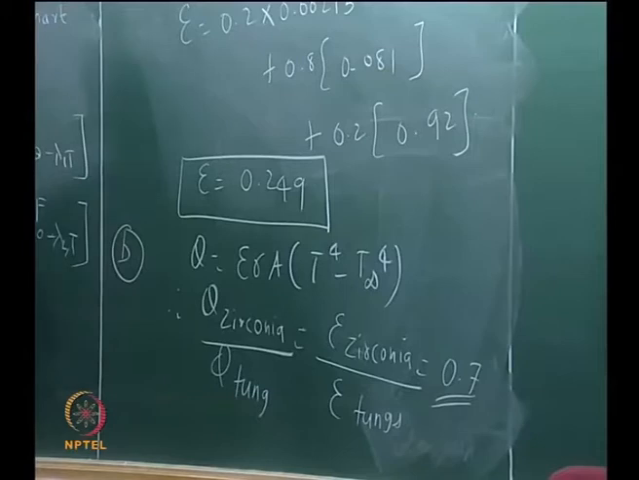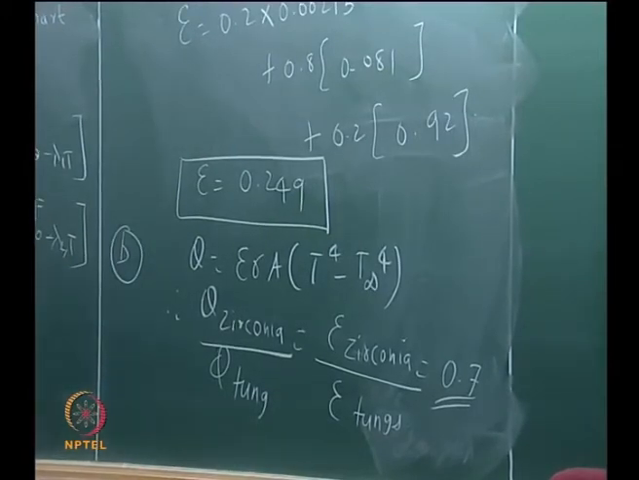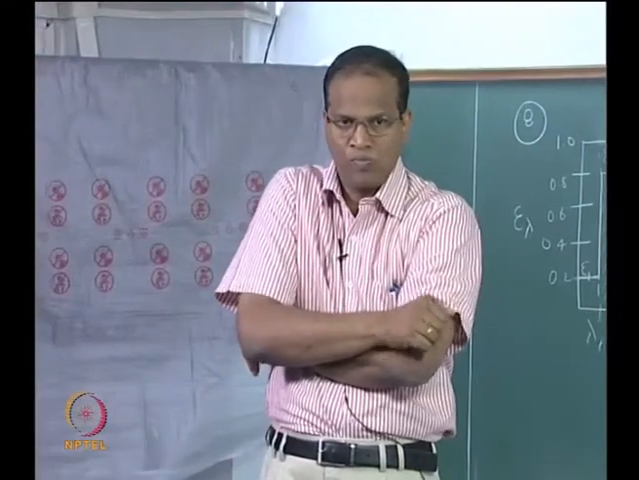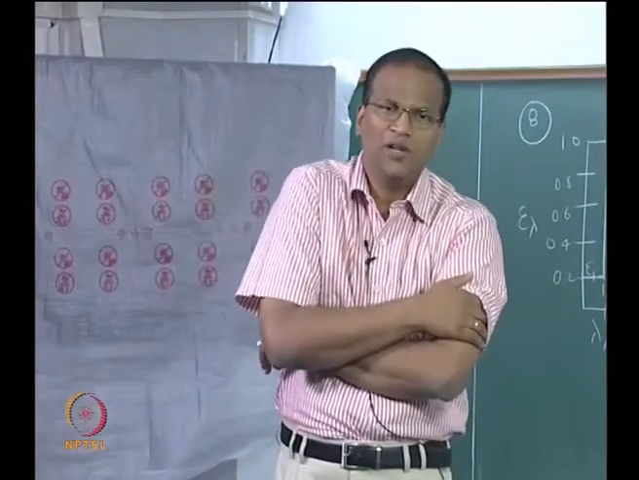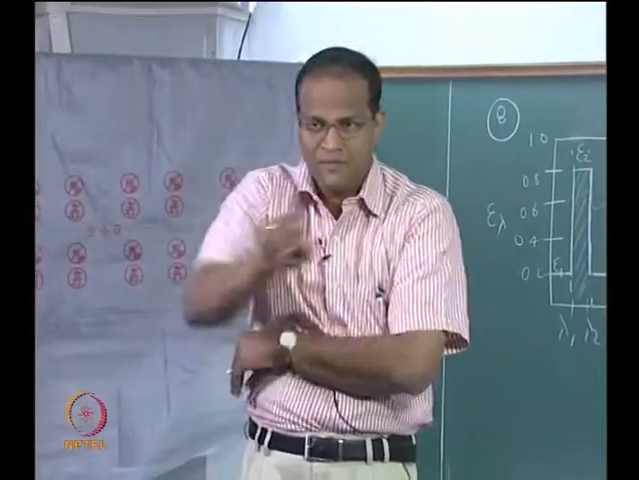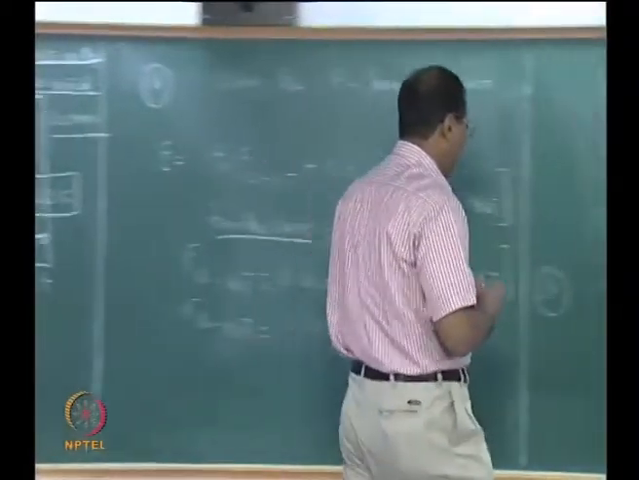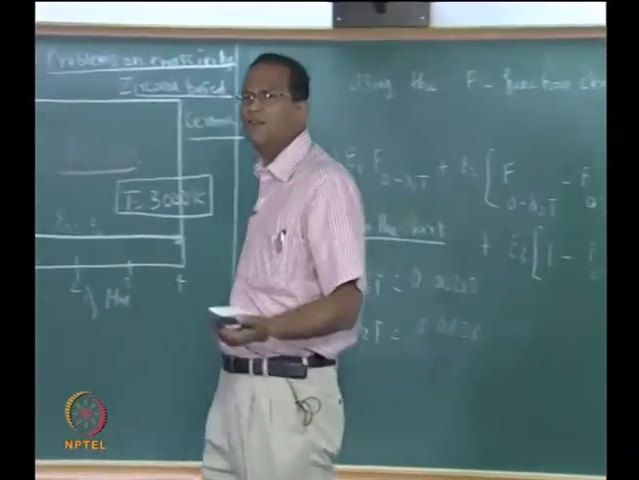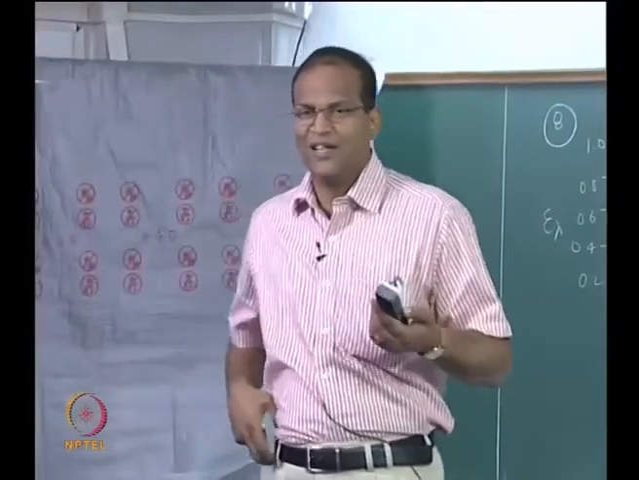So the zirconia bulb consumes only 70% to be at the same temperature. Okay. That is not our goal. The goal is to consume less energy. What about the light? That comes from part C. Ultimately we are interested in the amount of light it produces in the visible part of the spectrum. Infrared and all, it does not matter. It will heat us up. Okay, that really does not matter.